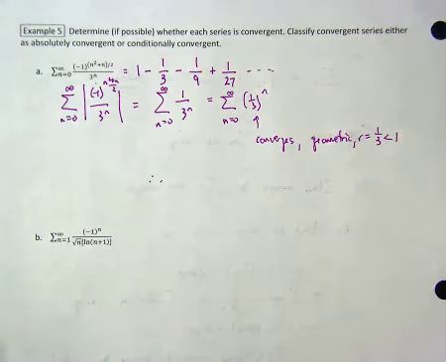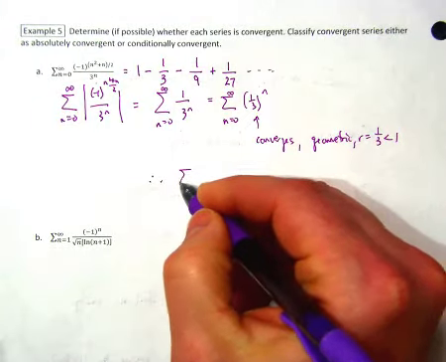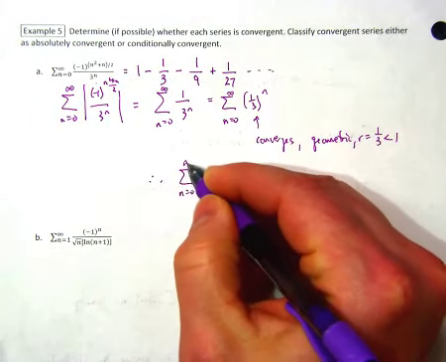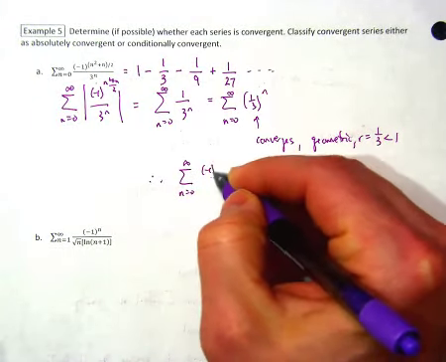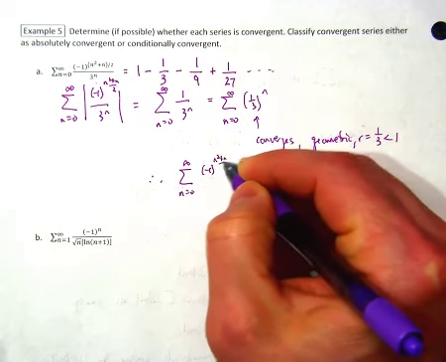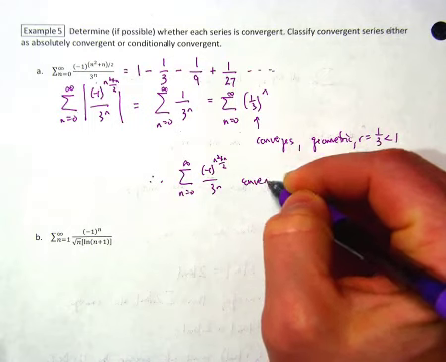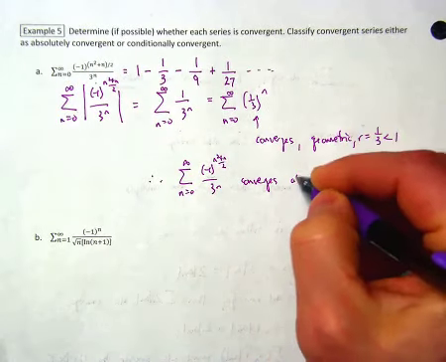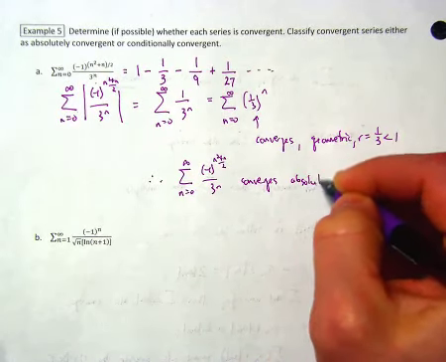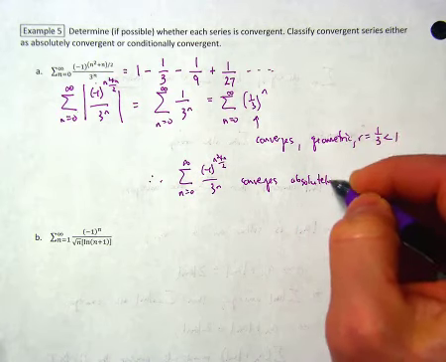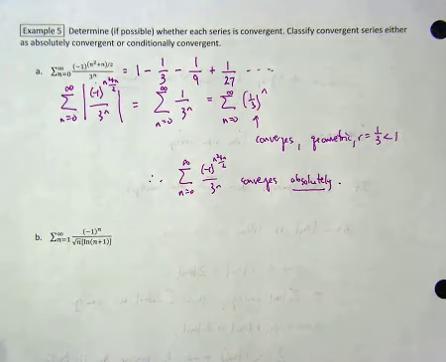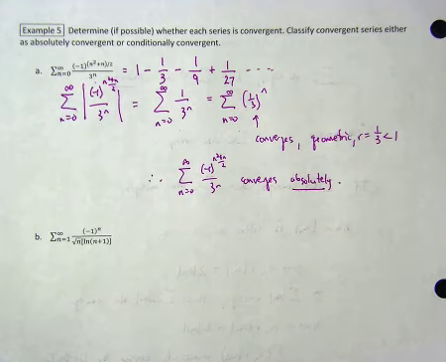So what we would conclude is, therefore, the original series, n goes from 0 to infinity, negative 1 to the n squared plus n over 2, all over 3 to the n, converges, and we're just going to add here, converges absolutely. So we just added that additional word there, that it converged absolutely.